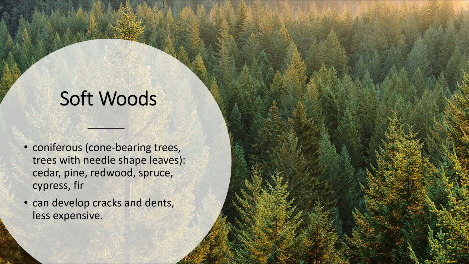And these can develop cracks and dents, and they're very less expensive. So a lot of the times what people do is they'll buy pine wood because it's cheap. They'll build it and then they'll stain it with a cherry stain or a mahogany stain or an oak stain to make it look more expensive than it is, okay? So that's how you can get cheaper furniture that looks expensive.